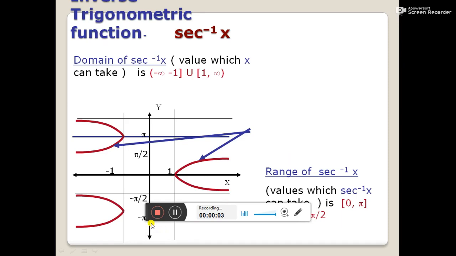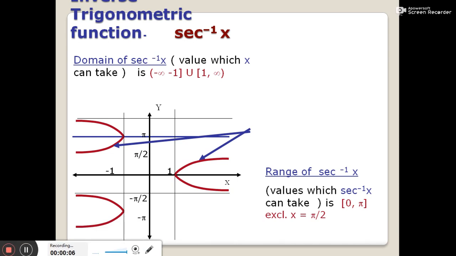Yes, now we have the graph of secant inverse x. The graph of secant inverse x is like this. And as you know, the domain of this function, that means minus 1 to 1, is not included in the graph of secant inverse x. It means the domain of the function is minus infinity to minus 1, union the closed interval 1 to infinity. And the range of secant inverse x is 0 to pi, excluding pi by 2.